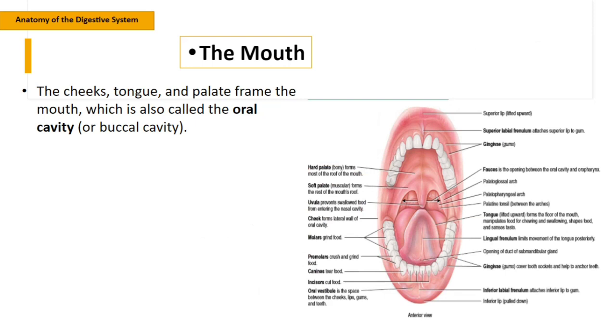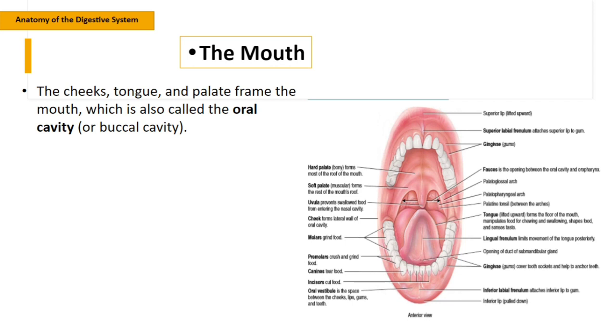Okay, so let's start with the actual organs itself of our digestive system. Iisa-isahin natin sila, its structure, its major function as well. The mouth. So, imagine you are eating your food. That food, ang unang papasok yan, of course, sa ating bibig or sa ating mouth. Inside our mouth, there is, of course, your cheeks, the tongue, the palate. It frames the mouth, which is also called, by the way, the oral cavity or buccal cavity.